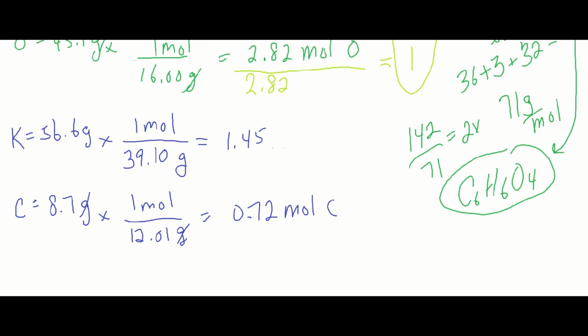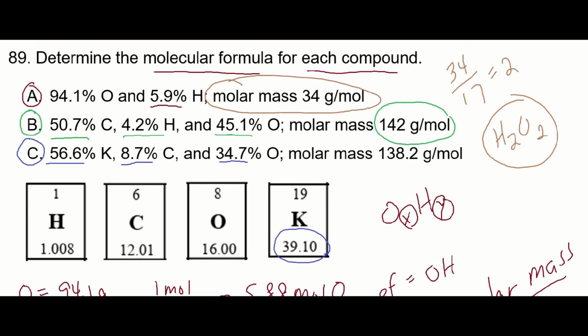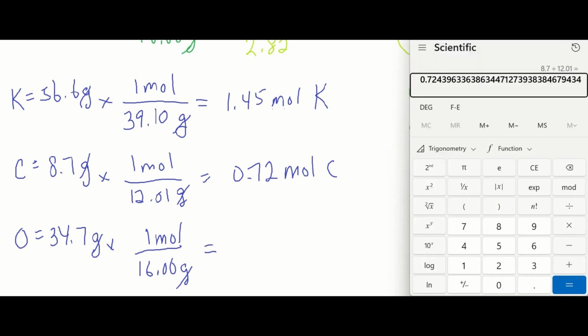I meant to put moles of potassium up here. And cancel out the grams. All right, and finally we would have 34.7 grams of oxygen. Turn that into moles by using the molar mass conversion factor. It's 2.17.